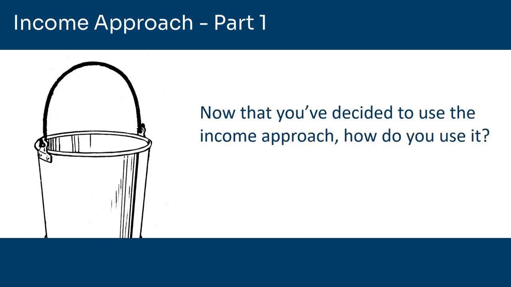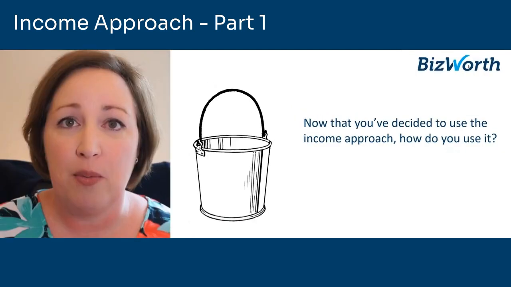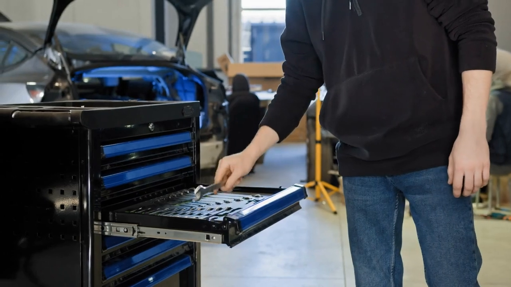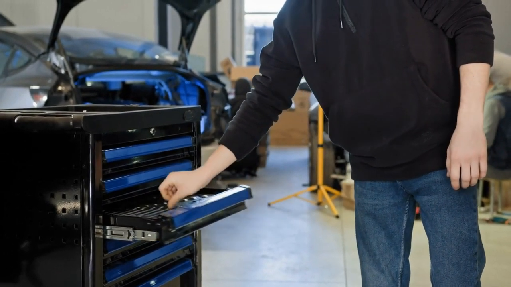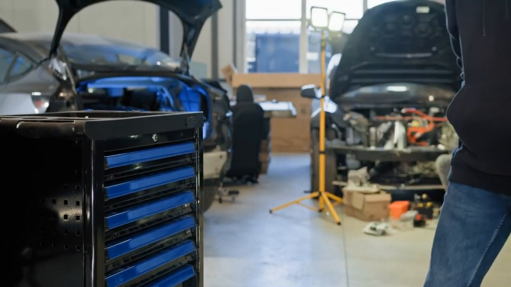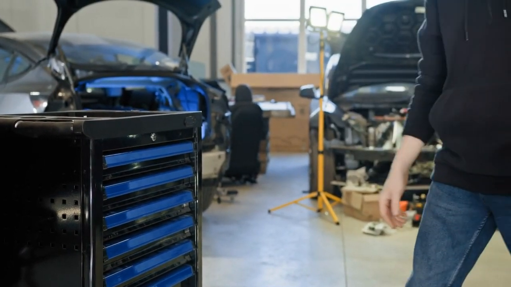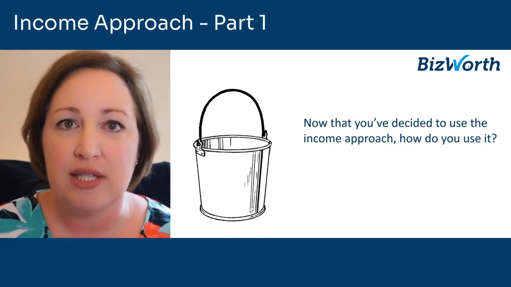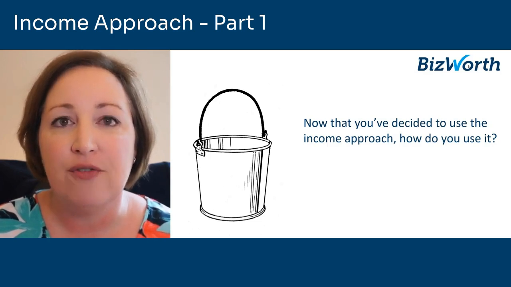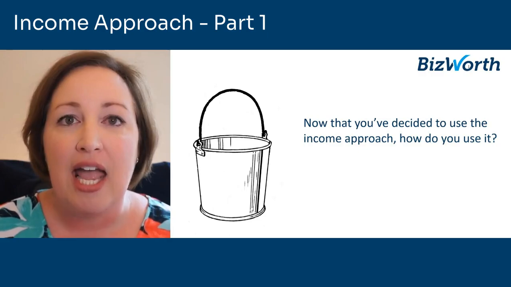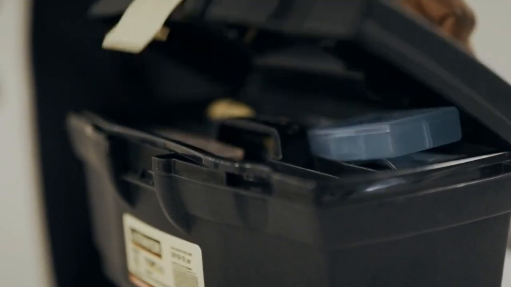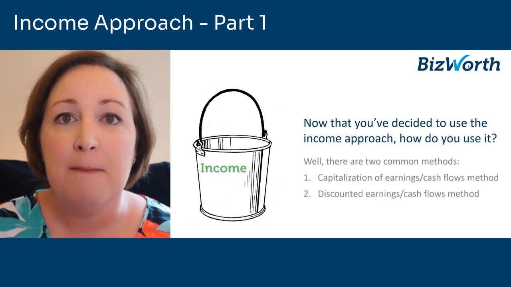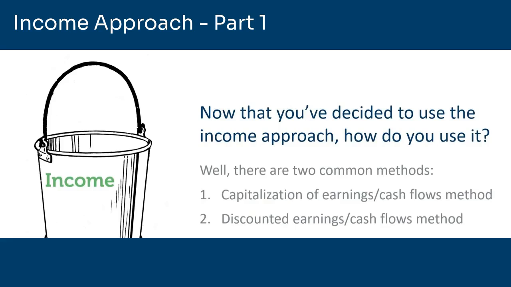But now that we've decided that the income approach is appropriate for your business, how do we go about using it? Think of an auto mechanic, who may have lots of different tool chests, and in each one of those tool chests or toolboxes, he's going to have lots of tools. You can consider the three different approaches to valuing your business, the asset, the income, and the market, as different toolboxes or tool chests. And the tools that we have in each one of those boxes are the different methods that we use.